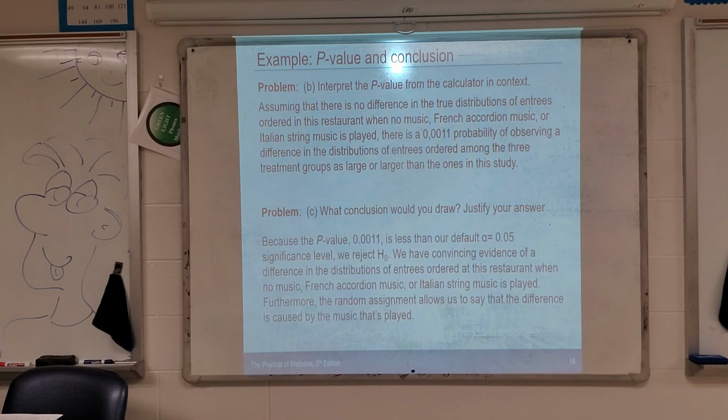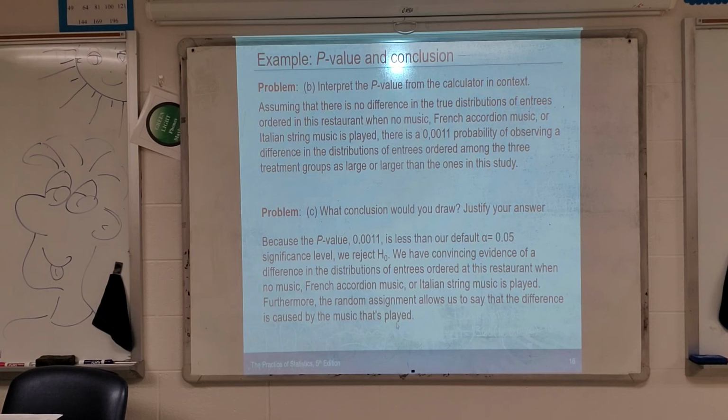So what conclusion would we draw? Because the p-value is less than our default alpha equals 0.05 significance level, we reject the null. We have convincing evidence of a difference in the distributions of entrees ordered at this restaurant when no music, French accordion music, or Italian string music is played. Furthermore, the random assignment allows us to say that the difference is caused by the music that's played.